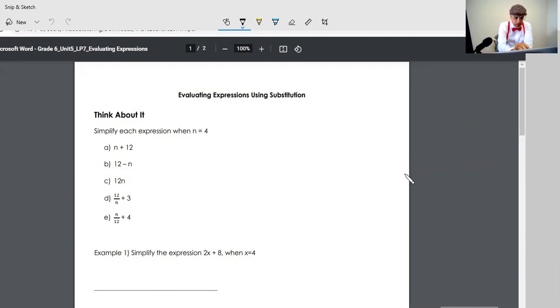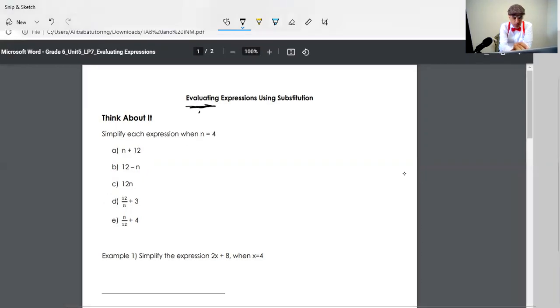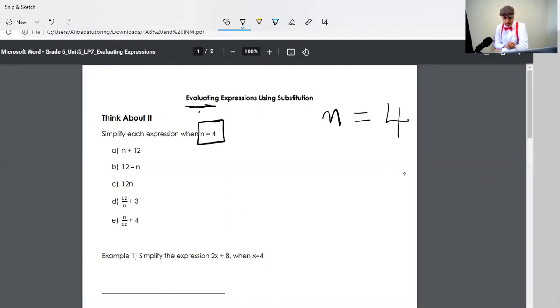It says, simplify the expression when n is equal to 4. What does that mean? It means wherever you see an n, you're going to put the value, okay? That's where that word evaluate comes from. So what's the value of n? The n is 4. The value of n is 4. That means instead of n, you're going to put 4.